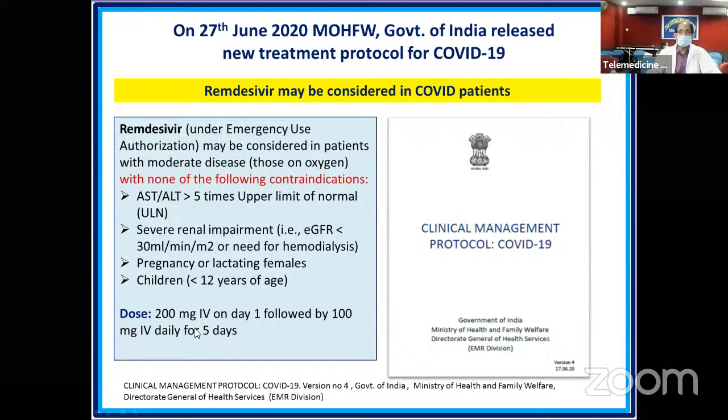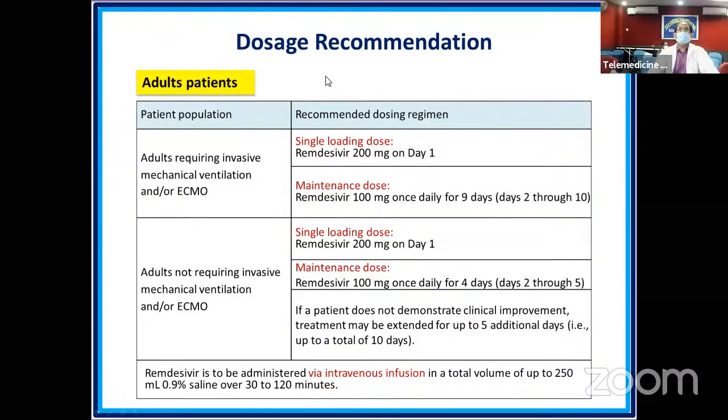IV means IV infusion, not direct IV. Make the solution in 250 ml of normal saline, then infuse for 30 minutes to 1 hour. So these are the recommendations. And the dose recommendation in adult patients, I said the same thing: remdesivir 200 milligram day 1, then 100 milligram after, for 5 days. If required, we can go up to 10 days.